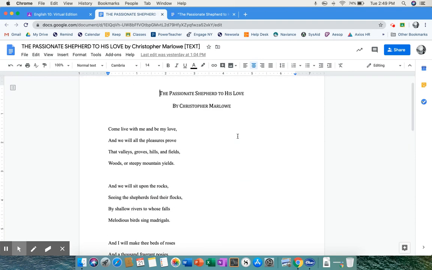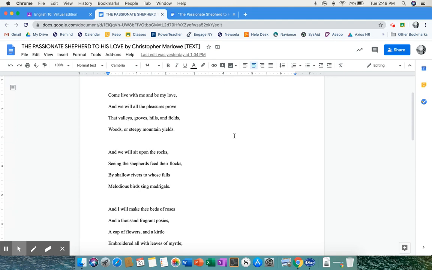So, The Passionate Shepherd to His Love by Christopher Marlowe. Come, live with me and be my love, and we will all the pleasures prove that valleys, groves, hills and fields, woods or steepy mountain yields. And we will sit upon the rocks, seeing the shepherds feed their flocks, by shallow rivers to whose falls melodious birds sing madrigals.